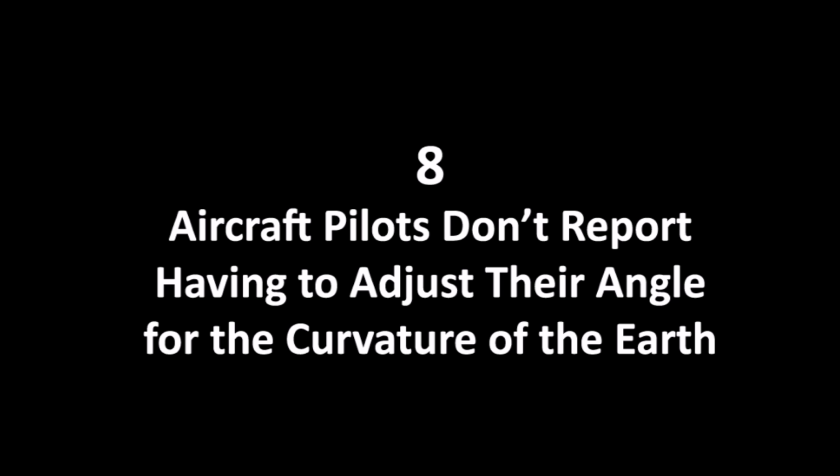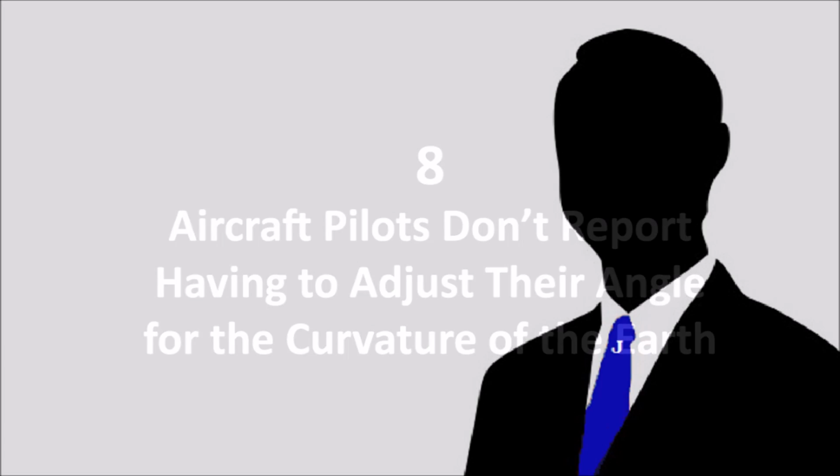Number 8. Aircraft pilots don't report having to adjust their angle for the curvature of the Earth. This is a very common argument from flat Earth proponents, where they claim that pilots would have to constantly adjust the angle of the plane to keep level with the curvature of the Earth. And some flat Earth proponents have even gone as far as taking a spirit level onto a plane to assess the angle of the plane as it flies.